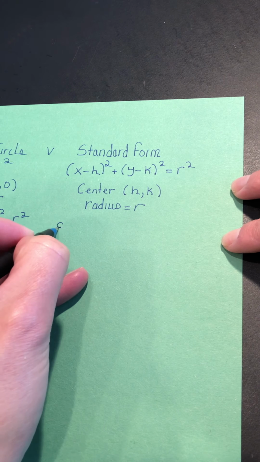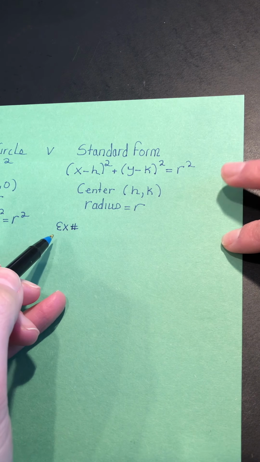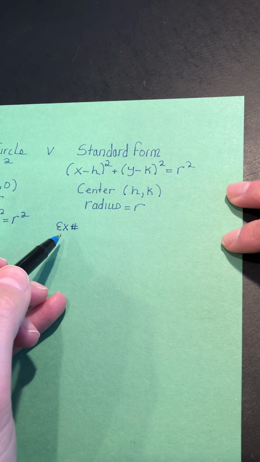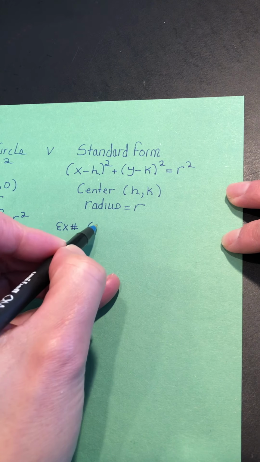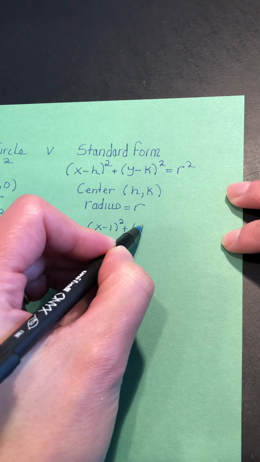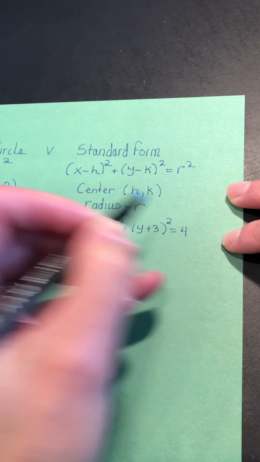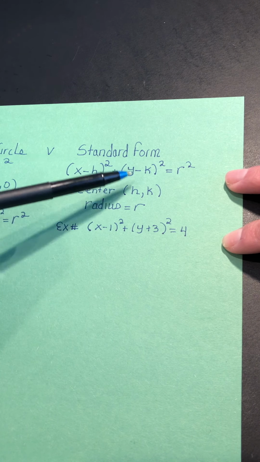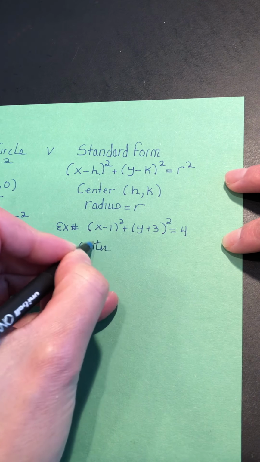So example 1, and this is in your PowerPoint notes, but I'm just going to write it out for you. It's asking me, given the equation of a circle, identify the center and radius of each circle. So example 1 gives me the following equation. The quantity (x minus 1) squared plus the quantity (y plus 3) squared, and that's going to equal 4. Okay, so we have to play a little bit of a detective here and figure out what happened. So the center is going to be (h, k).